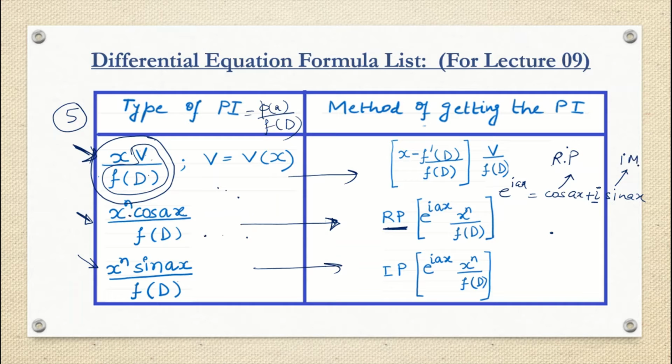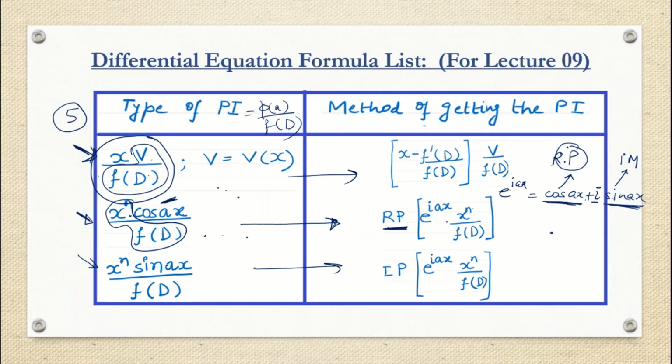And this complete form is called the complex form, and a complex number has two parts, one real and the second imaginary. So with i, this is imaginary and this is real. Real is cos ax and the imaginary term is sine ax. So if it is x raised to n cos ax by fd, you are going to write the real part of e raised to ix multiplied with x raised to n by fd. Because cos ax is the real part of e raised to ix. This way you can memorize, right?